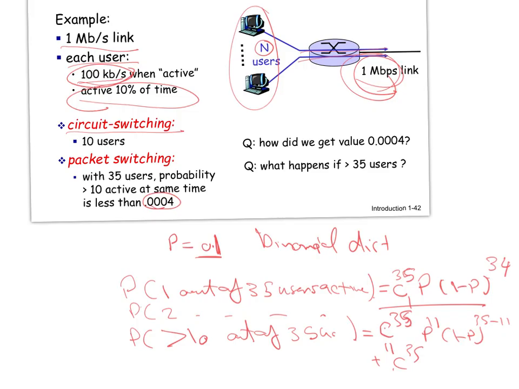Okay? If I have 35 users, I have a probability of 0.0004 that more than 10 of them are sending at the same time, which is a very, very unlikely scenario. Even if I have this scenario, I'm going further with this. Even with this small probability, do you have a mitigation for this? Yes. What is it? Buffering, bravo.